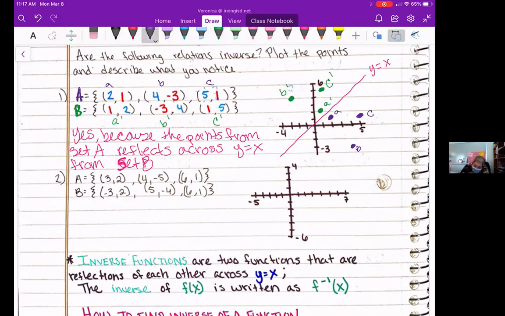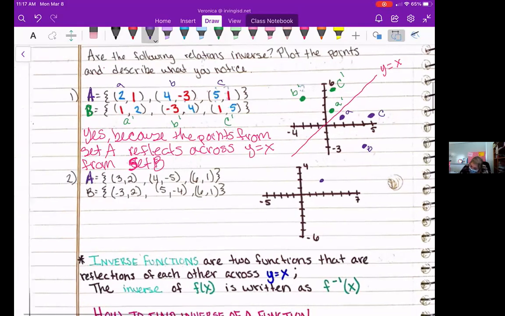Okay, so for number 2, again, let's use two different colors. So let's do A, right? So we have 3, 2. So 3, 2 would be here. 4, -5. So 4, -5. 6, 1. So 6, 1. Okay, so let's do A, B, C. So 3, 2, so A, B, C.